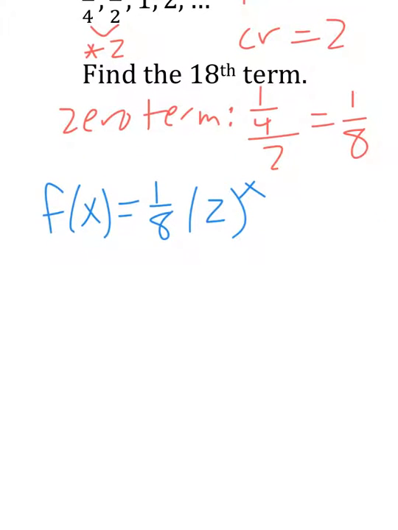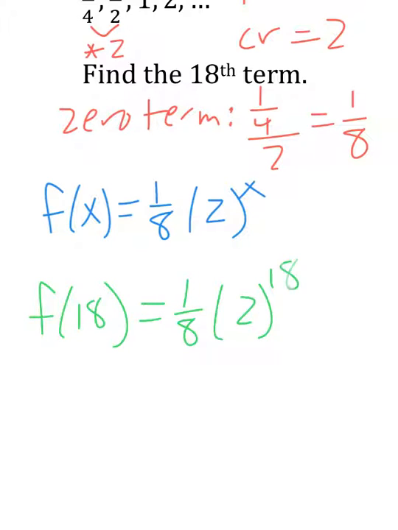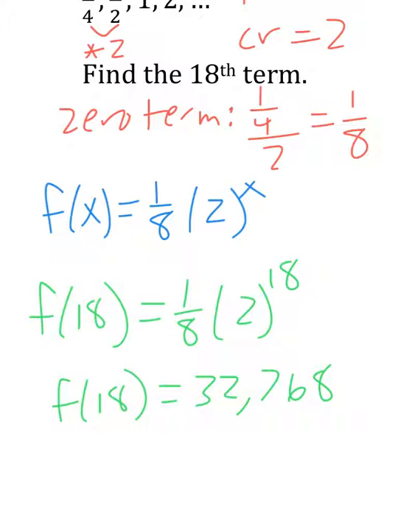Okay. Now, if we want to find the 18th term, we'll do f of 18, which is equal to 1/8 times 2 to the 18th power. Okay, and then I type that into my calculator just like I had done for the previous one. And f of 18, it looks like, gives me 32,768. Check that in your calculator to make sure that you get the same thing.